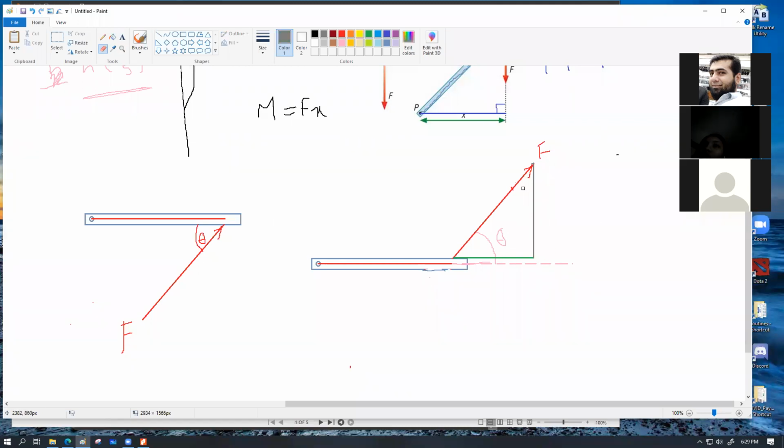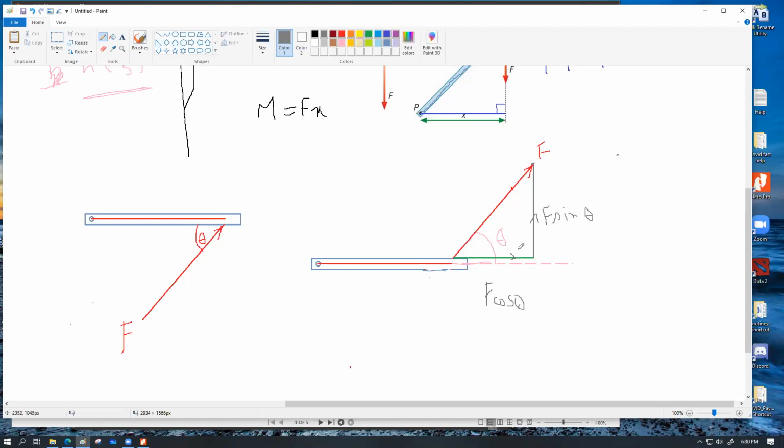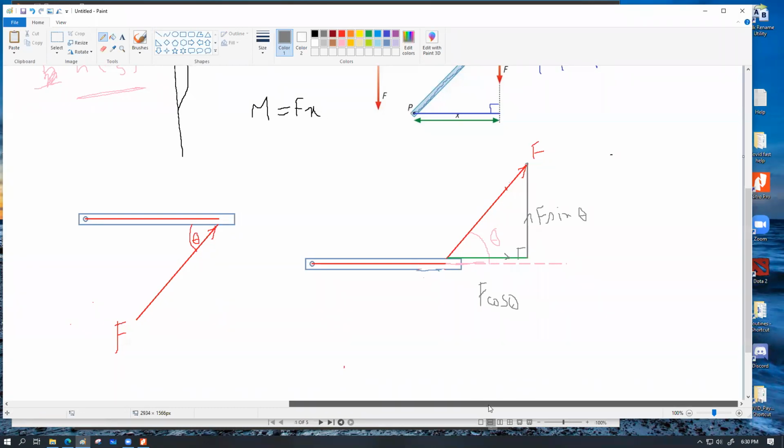Now kids, have a look. I just made a right triangle over here. This is my adjacent side, this is my perpendicular side. So can I not write that this would be f cos theta and this would be f sin theta? Can I write that? Yes. Have a look. This is an identity, obviously. I can do that by the idea of logic.